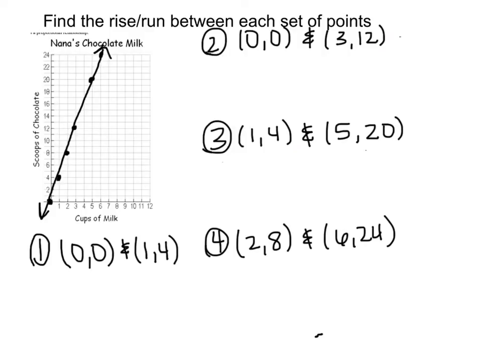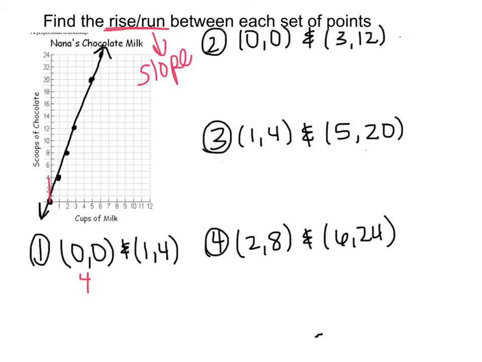Now that we've already graphed our points, I want us to look at the slope, or the rise and run, of each set of points. So we're going to look at this rise over run, which we said was the same thing as slope. So our first one says 0, 0 and 1, 4. So if we start at 0, 0, which is right here, how many spaces do we need to rise from 0 to 4? We're going to go up 4 spaces.